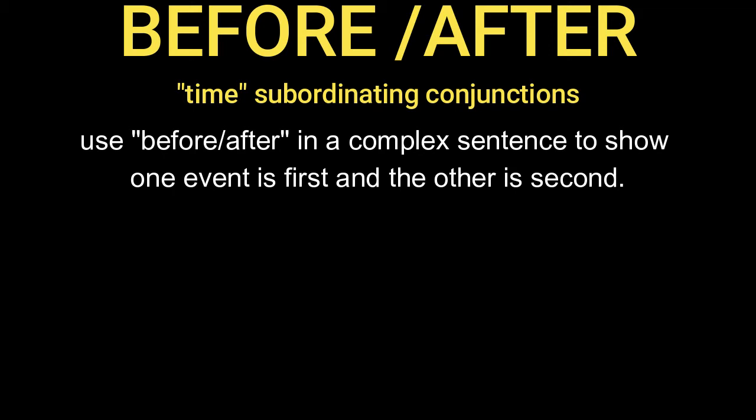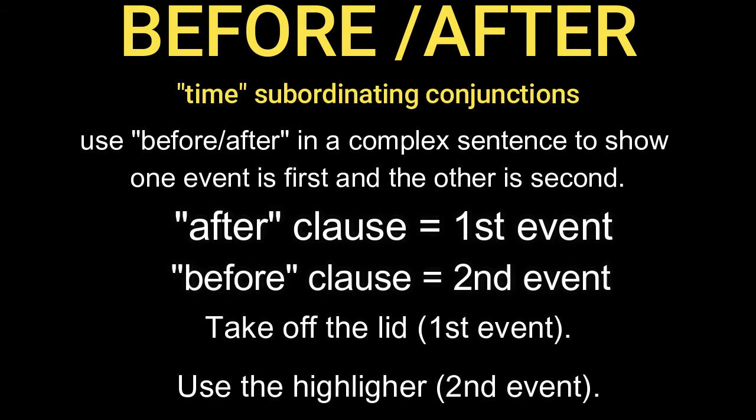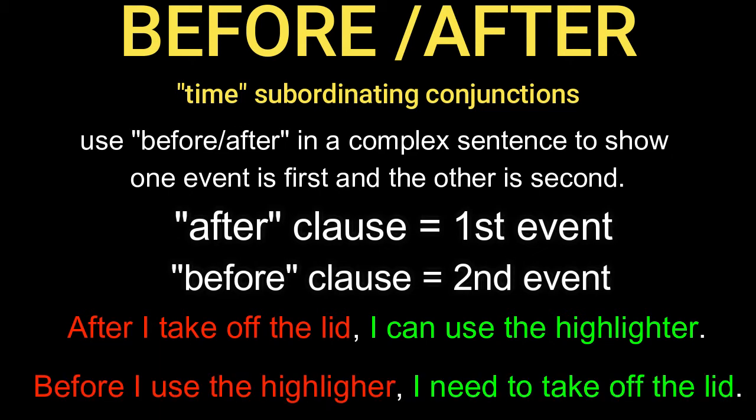We use before and after in a complex sentence to show one event or action is first and the other one is second. In a complex sentence, the after clause shows the first event, the before clause shows the second event. Take off the lid is the first event, use the highlighter is the second event. Here, we need to put after with take off the lid, right? Because that's the first event. So after I take off the lid, and then the independent clause is I can use the highlighter. But before we connect with I use the highlighter, because that's the second event. And the independent clause is I need to take off the lid.